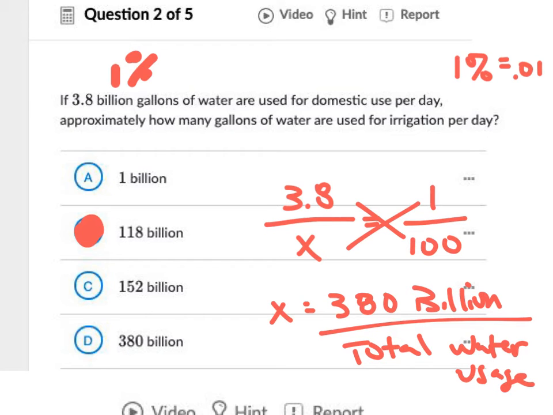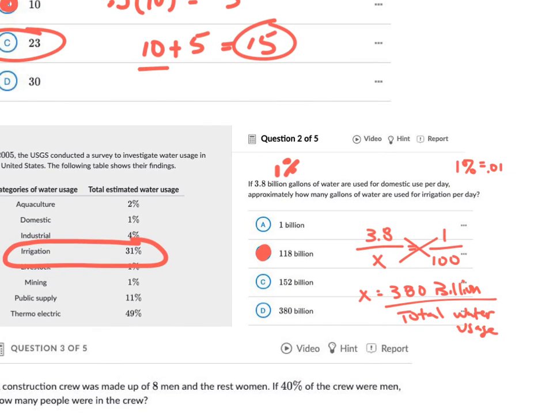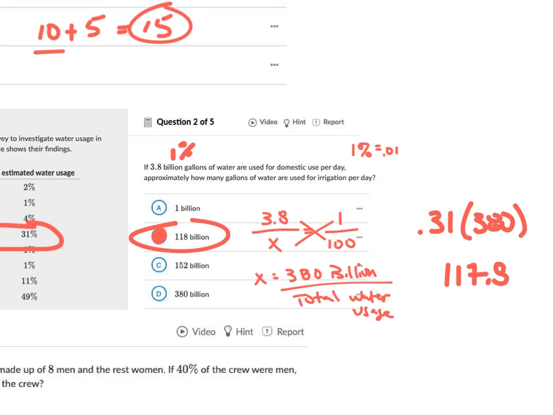Okay? From there, what I did was I then took 31% for irrigation of 380. So if you do 0.31 times 380, you get 117.8. So 0.31, finding 31% of 380 gives you 117.8, which would then round up to 118.